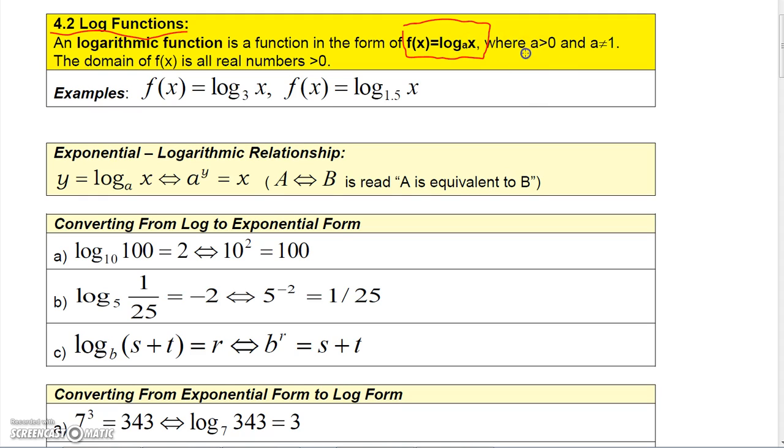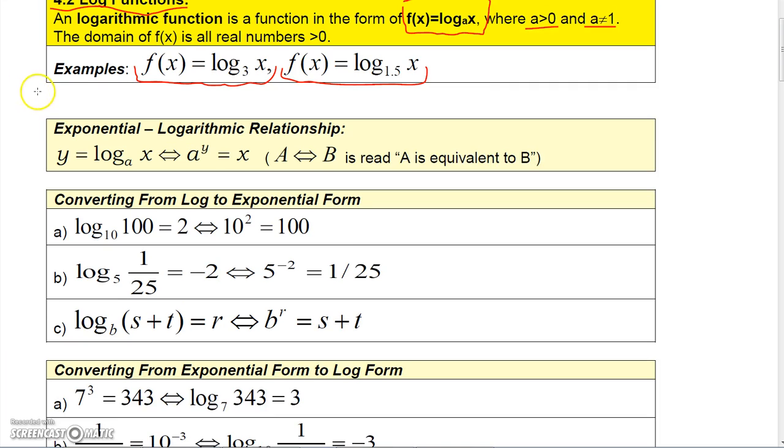Now, the base has to be greater than 0 and it cannot equal 1. So it's similar to the base of exponential functions as far as what the values can be. Now, the domain of your log function is all positive real numbers, or all real numbers greater than 0. So some examples of logs would be like, here you have f of x equals the log of x base 3. Here you have f of x equals the log of x base 1.5. And of course you could have a lot of different logs.